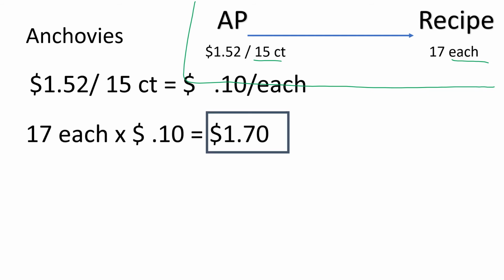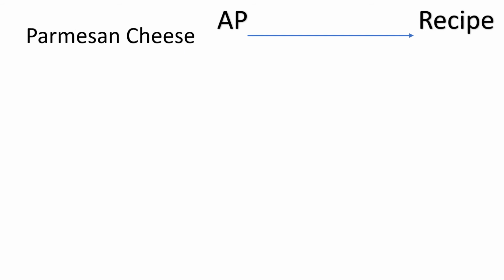And now I can simply multiply 17 each times 10 cents. That word count is the same thing as each, okay? Count is the same thing as each. That means there's 15 fillets of anchovies in that jar, okay? Parmesan cheese, here's another one that's kind of fun.